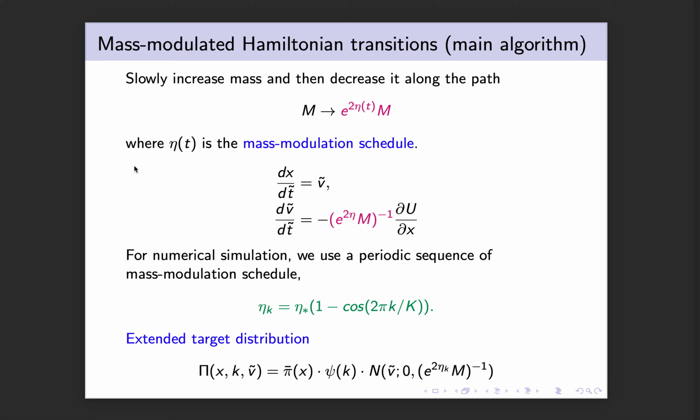The mass m is modulated along the path this way, e to the 2 eta m, where eta is a time-dependent mass modulation schedule. For numerical simulation, we use a discrete sequence of mass modulation schedule of this sinusoidal form.